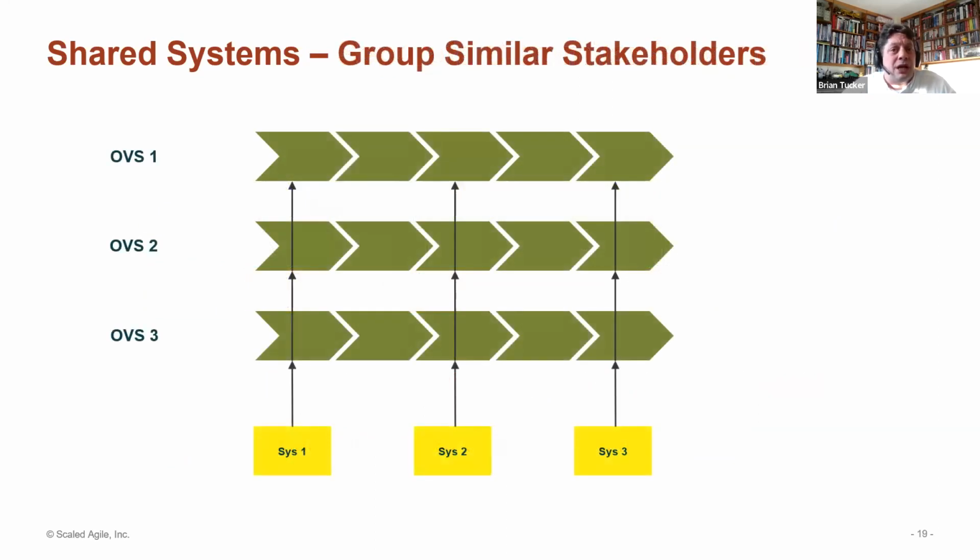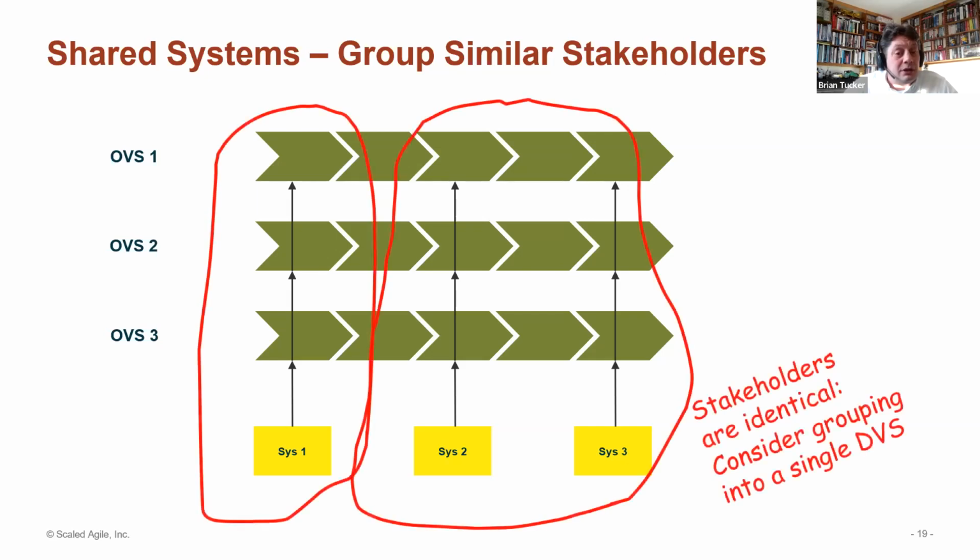What if everything is shared? It's a scenario I've seen in some insurance companies. The systems support all of their operational value streams. Policy issuing is utilized by motor, household, and other insurance lines. Well, the previous discussion still holds.